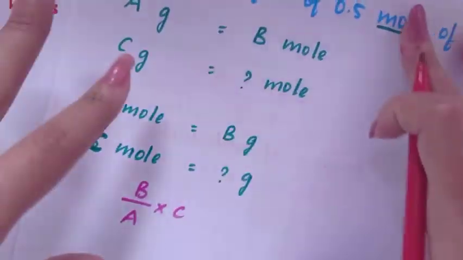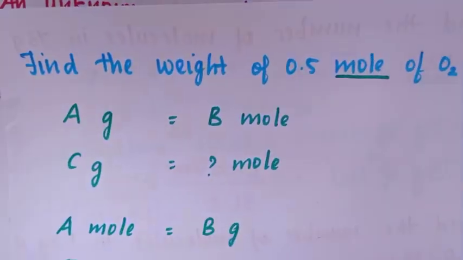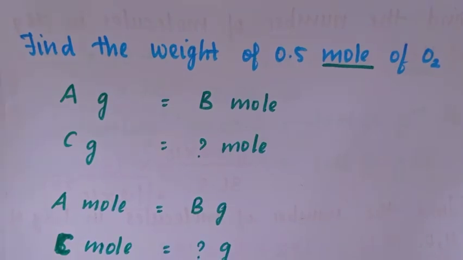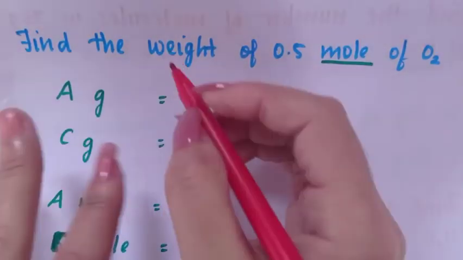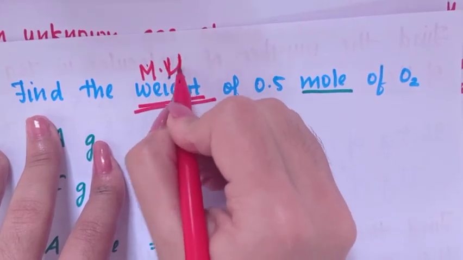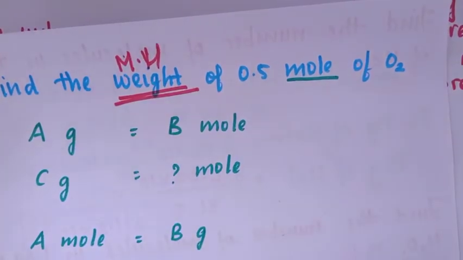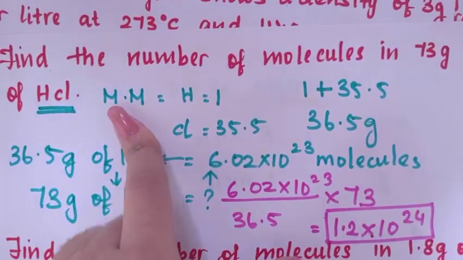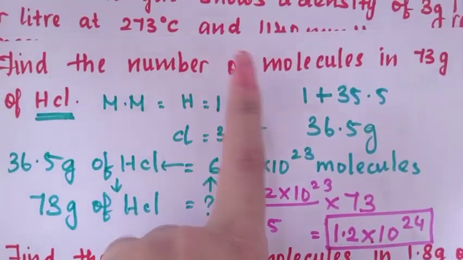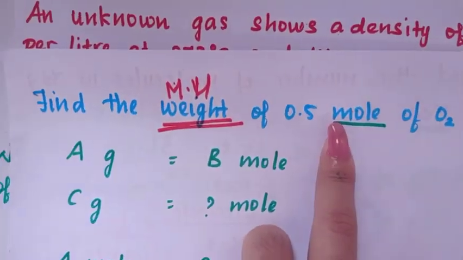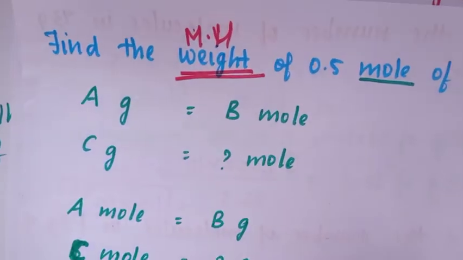Next, see another question. Find the weight of 0.5 mole of O2, that is oxygen. We have to find the weight. We have to find the weight means what we have to find? We have to find the molecular mass. Here it is opposite to the first case. In the first case, they have given the molecular mass, and we have to just find the number of moles. Here they have given the number of moles, so we have to find the mass.